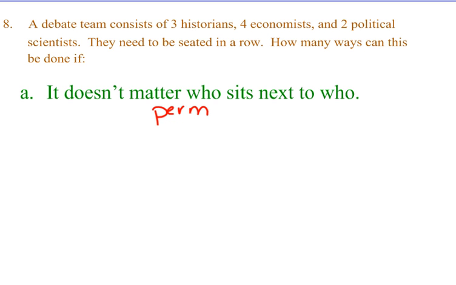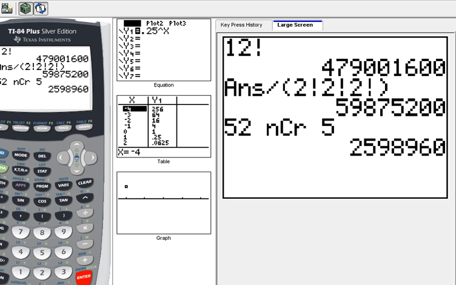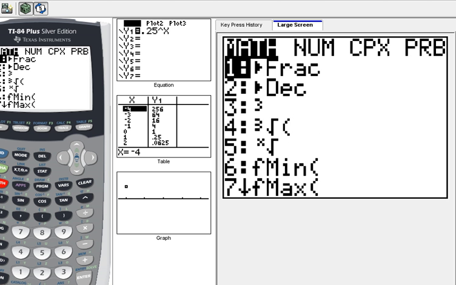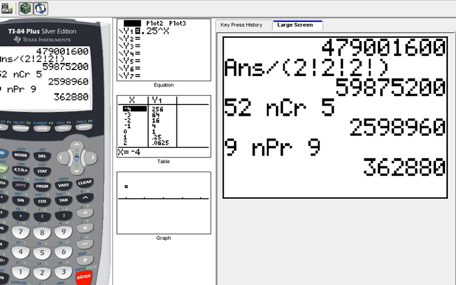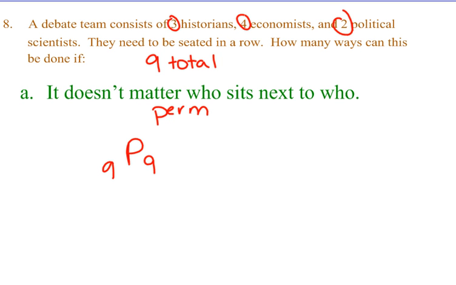They're just saying, how many people do we have here? We have 9 people total, right? So 9 total. Of the 9 people, we do care about the order, but we don't care who sits next to who. So we're going to seat all 9. So we're just doing 9P9. Punch that in my calculator. And I get 362,880. So that's all the different ways I could seat these people in the debate.